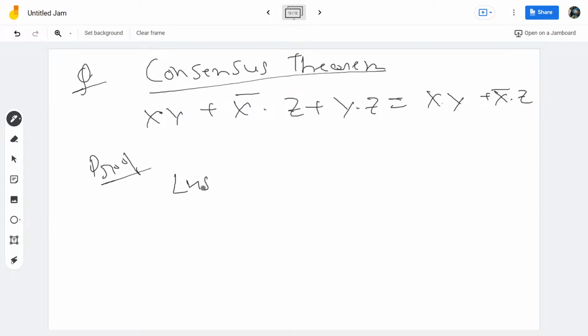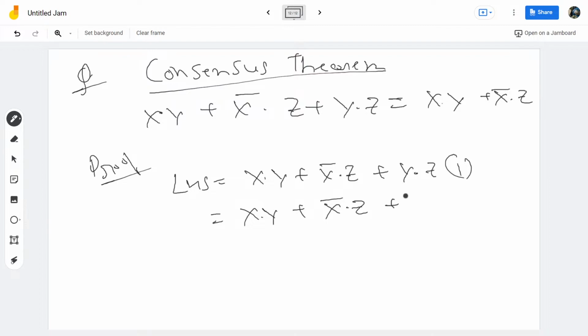Let me take LHS to be x times y plus complement of x times z plus y times z. Now if I write a 1 here, there is no issue in this. Now let me write x times y plus x bar times z plus y times z times 1, where 1 is x plus x complement. So x plus complement of x, if x is 0, then 0 plus 1 is 1, and if x is 1, then 1 plus complement of x, that is 0, is again 1. So we can write 1 as x plus complement of x.